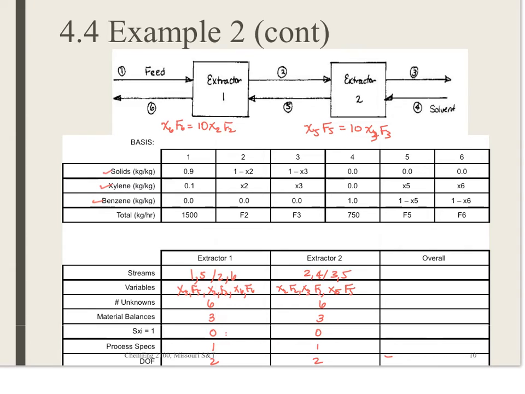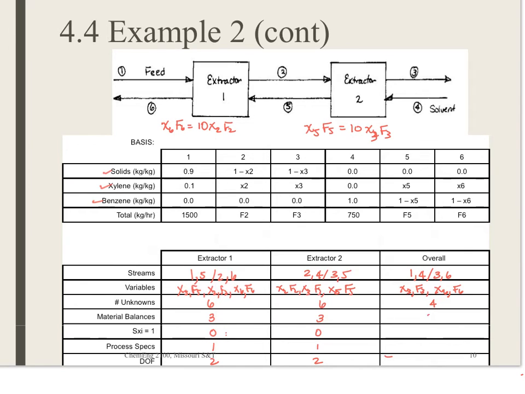My degrees of freedom is, of course, 2 again. Still not well defined. What about the overall system? Well, overall, I have streams 1 and 4 that come in, and I have streams 3 and 6 that come out. So my variables in this particular case, stream 1 is well defined and stream 4 is well defined, but streams 3 and 6 are not. So I have 4 variables.